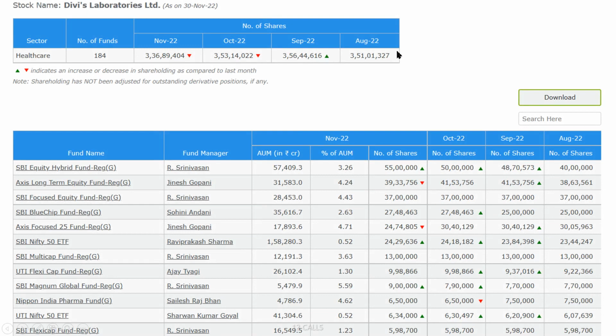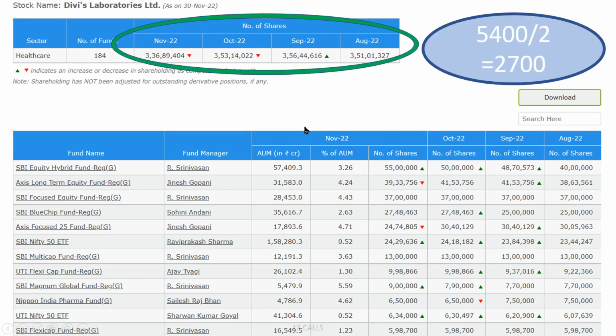Let's look into the mutual fund holding of DivisLab. It's not very impressive. In the last 4-5 months there is no major increase, and actually it's on the decline side. So mutual funds are more of a seller on DivisLab. We can see that. Now let's draw some conclusions.